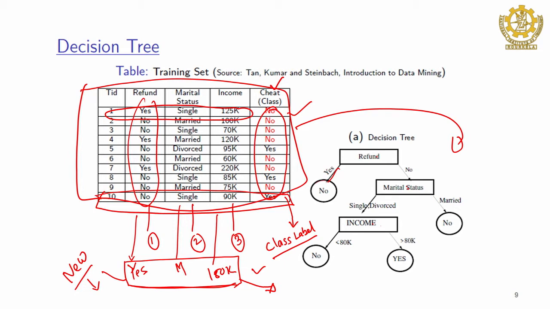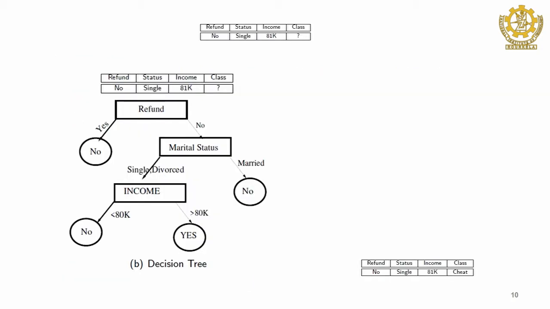But let us say we got the decision tree, and how do we identify the class level of the new object? We have a training data set, we got the decision tree, and then we verify the new example. How do you get the class level? Here, let us say in this example, this is the new object. As you see, refund is no, status is single, and income is 81K.